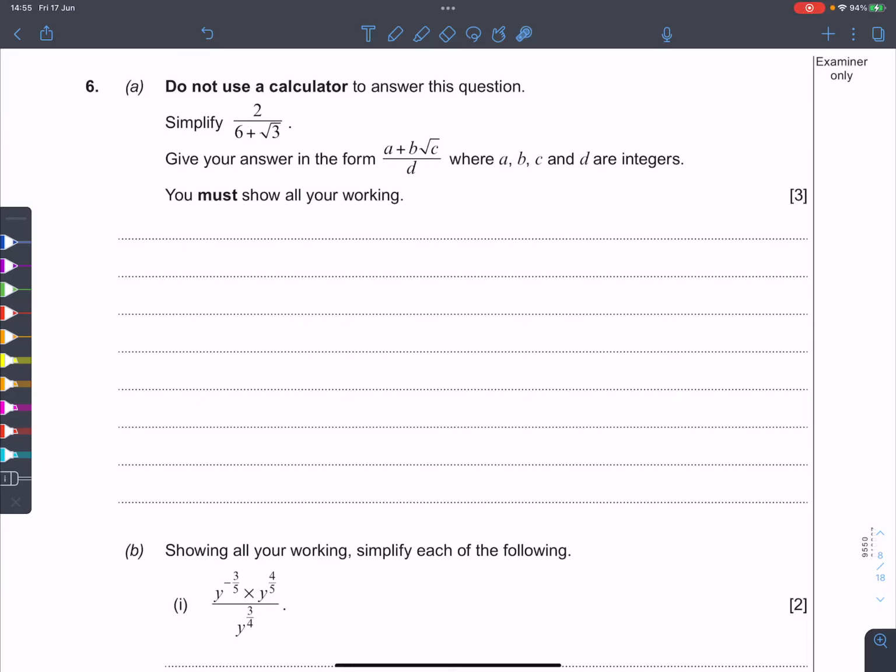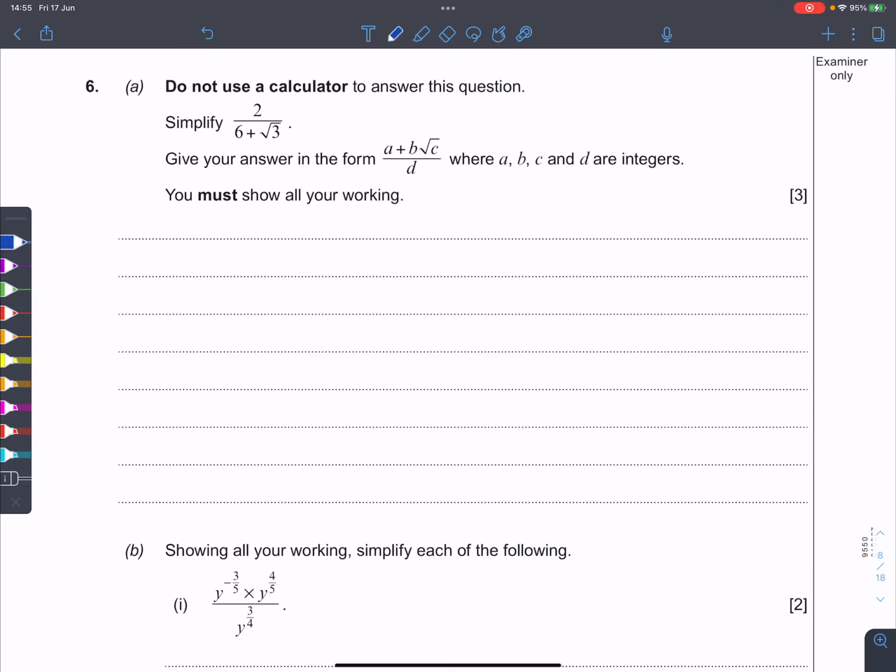Okay, this is question 6 on the 2019 additional maths paper from WJEC. And this is one of the good old do not use a calculator questions. So you have to make sure you show all your working so it's clear that you haven't used the calculator. You can use your calculator every step of the way to check your answers. There's nothing stopping you doing that, but they want to see you doing everything.